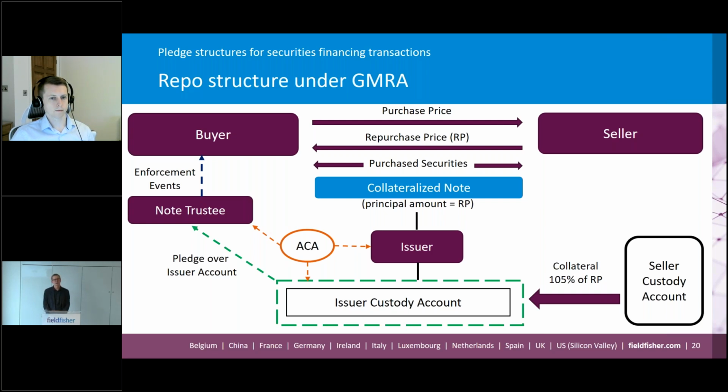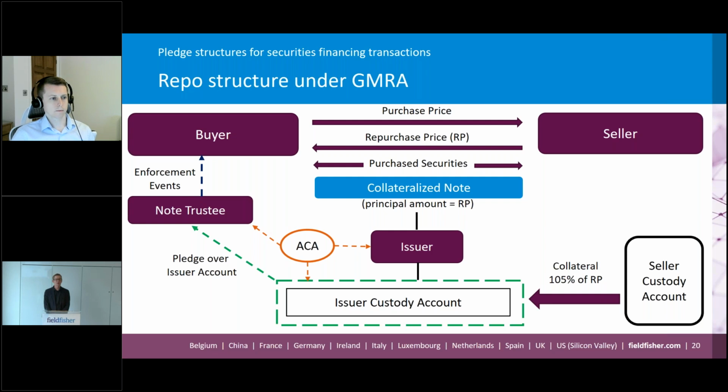Now, if you just did this perfectly and you want to perfectly replicate normal defaults and so on, enforcement events under a GMRA, you would want the buyer to be able to enforce. So the enforcement events in the actual collateralized note would need to be seller default, as in bankruptcy, failure to top up collateral, or indeed any other default, so a failure to pay back the cash at the end of the repo, the repurchase price. You'd want all those to trigger. That's fine, but that means that this note can then only be used on a per buyer basis, because it would be that buyer whose repurchase obligation was not satisfied.